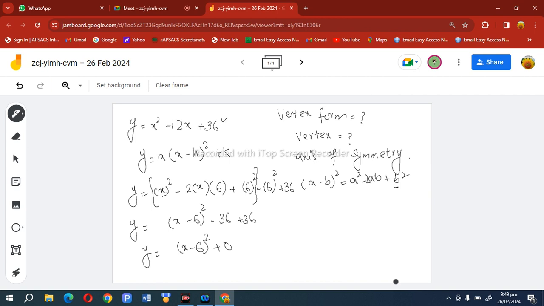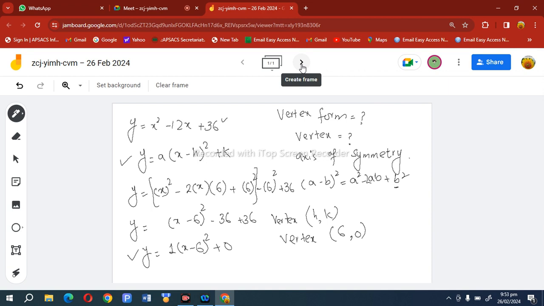Now there is no coefficient with this, so it means that the coefficient is 1. So this is in the form a(x minus h) whole squared plus k. So what is the vertex? The vertex is (h, k). If we compare this equation with that form, our h is 6 and our k is 0. So your vertex is (6, 0). This is how you have to find the vertex. Okay, now we're going to find the axis of symmetry.